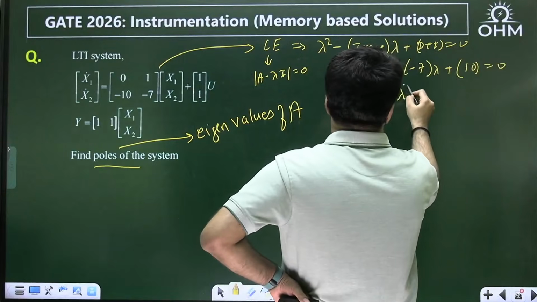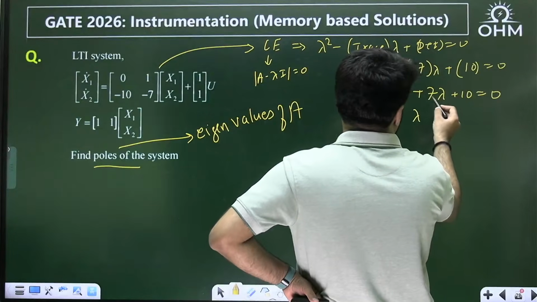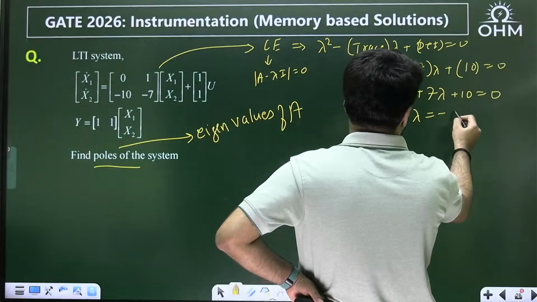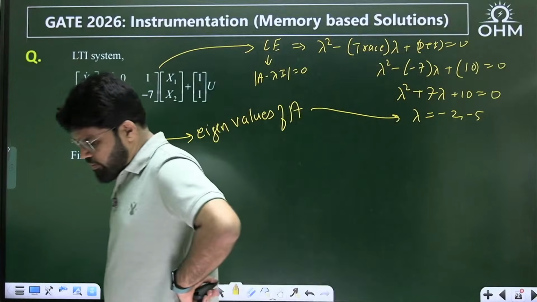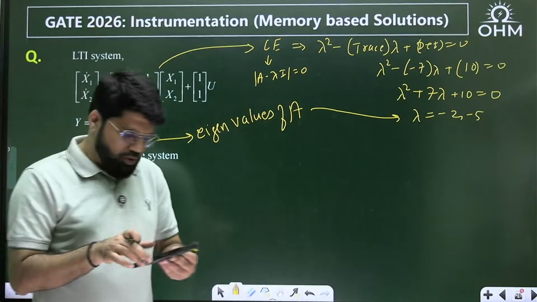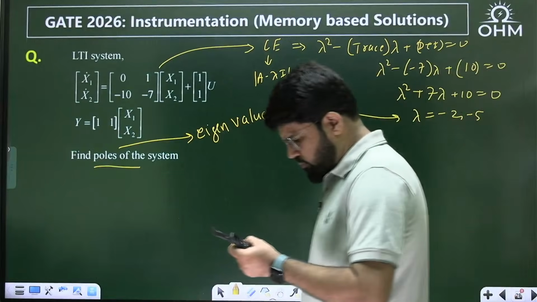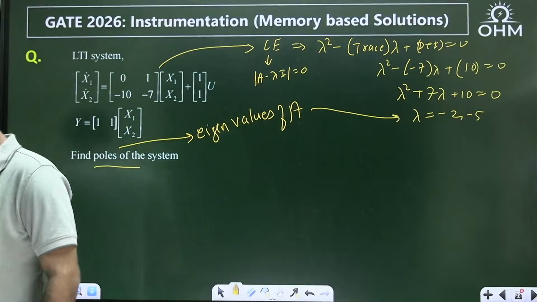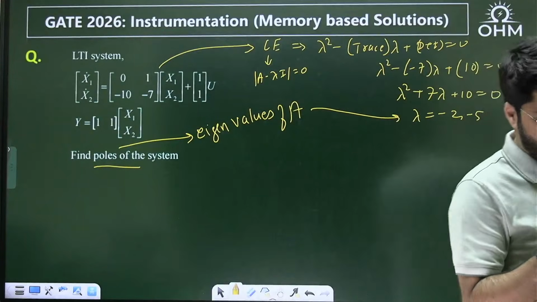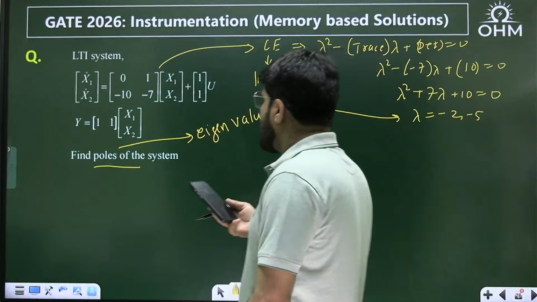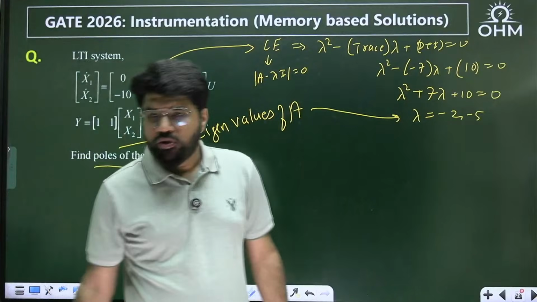So what is the overall equation? Lambda square plus 7 lambda plus 10 equal to 0. So lambda will be how much? Factors are plus 5 plus 2. The lambda is minus 2 and minus 5, and that is also equal to the poles of the system. Directly you can do that. Just the matrix characteristic equation is enough to comment on the poles of this control system.